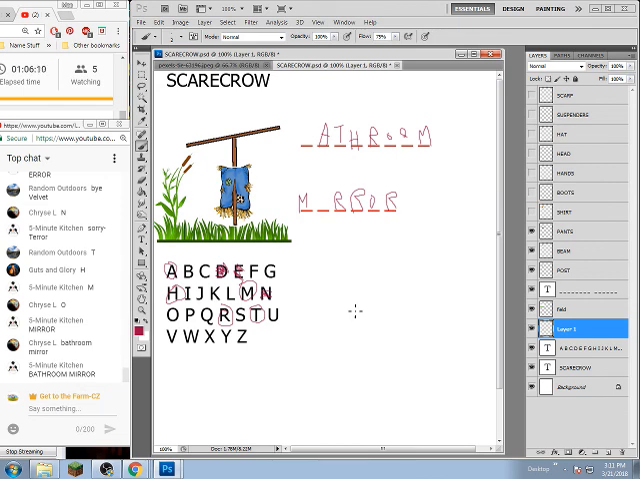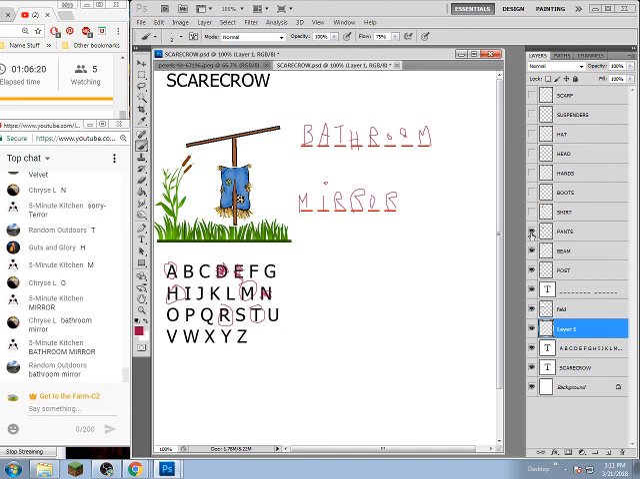Chris has got it there. Came in first with bathroom mirror. 5 Minute Kitchen right on her tail. That was a fast game. A very fast game. Let's clear off our Scarecrow.